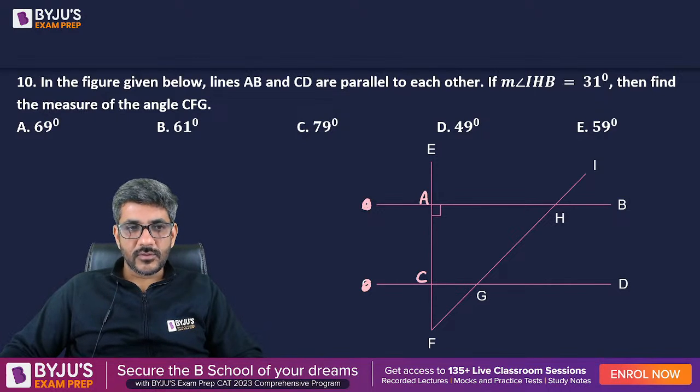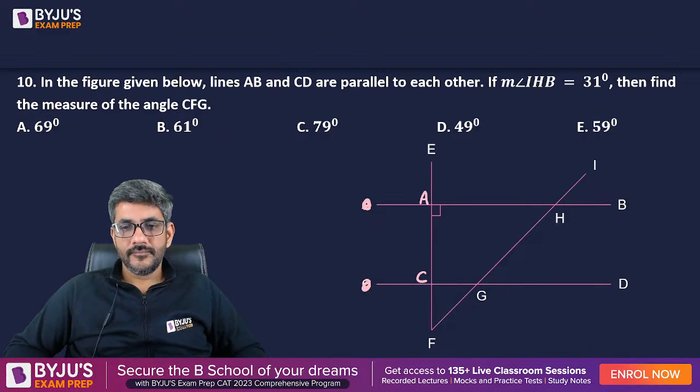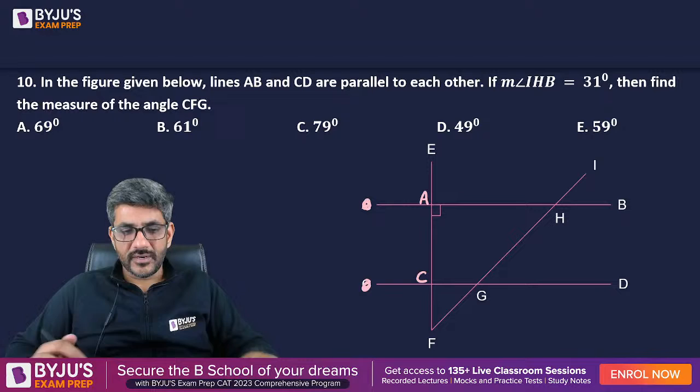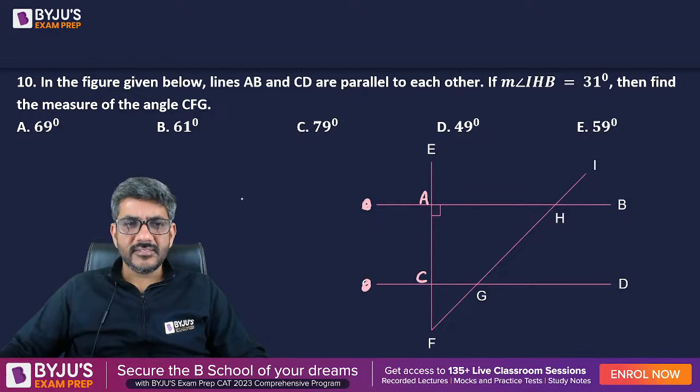Abhinav has got 61 degrees. Yash has got 61 degrees. Actually, it's a pretty easy question.